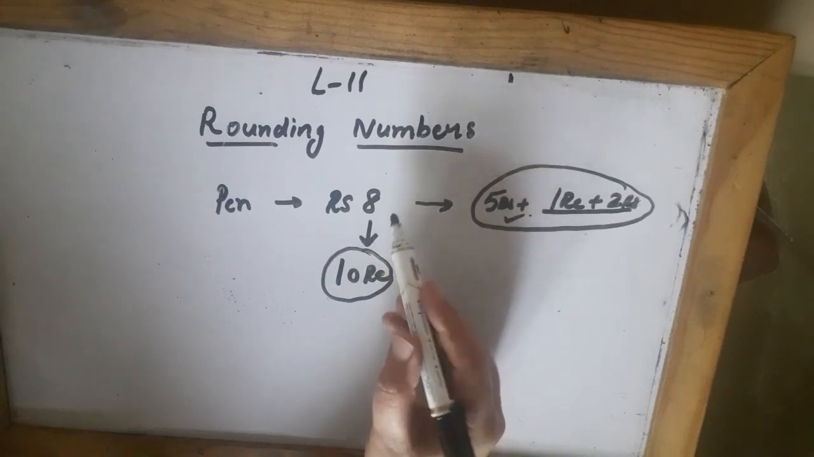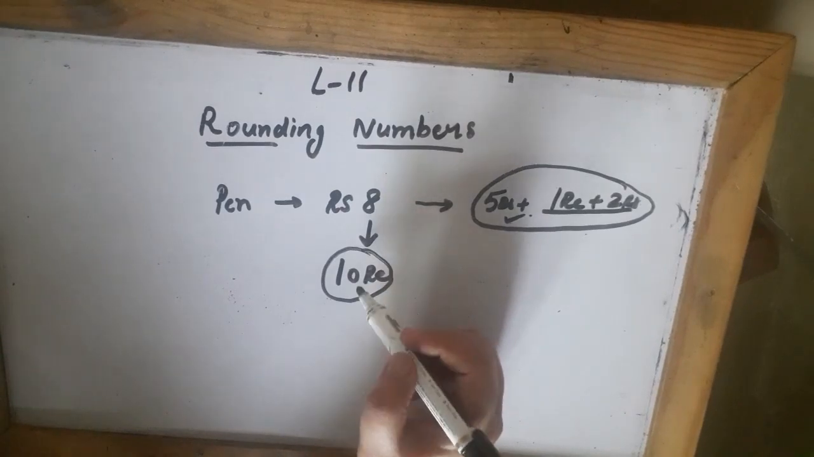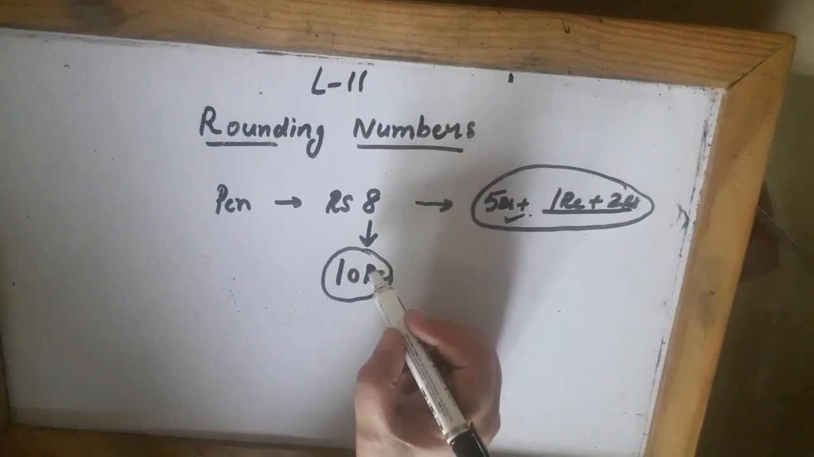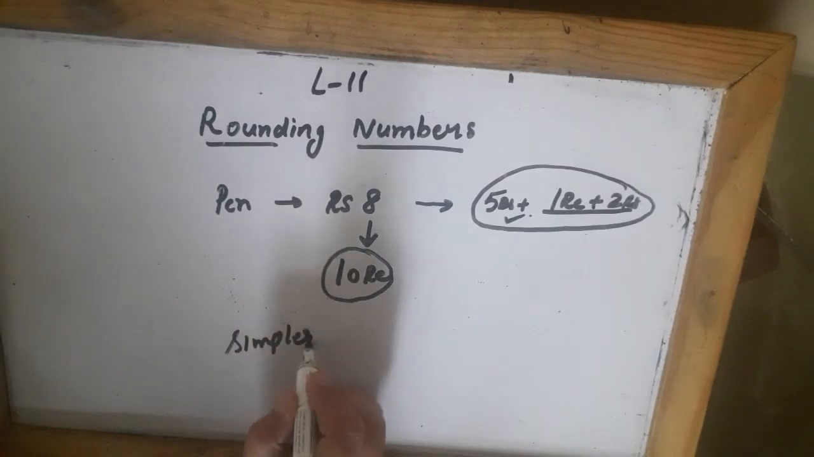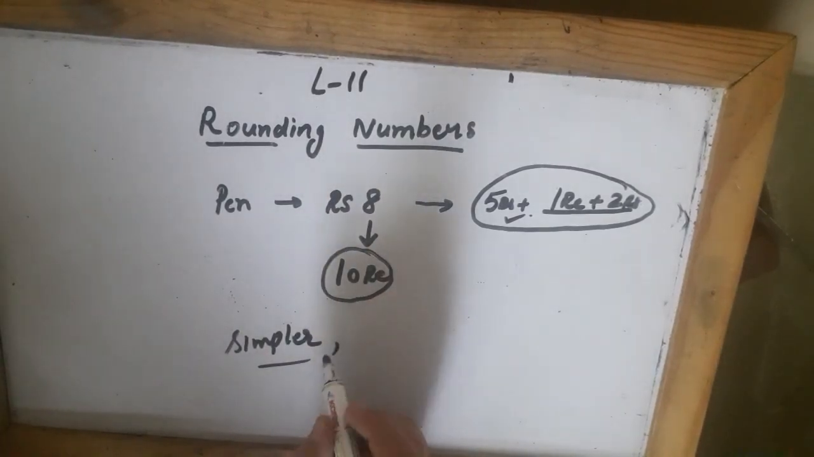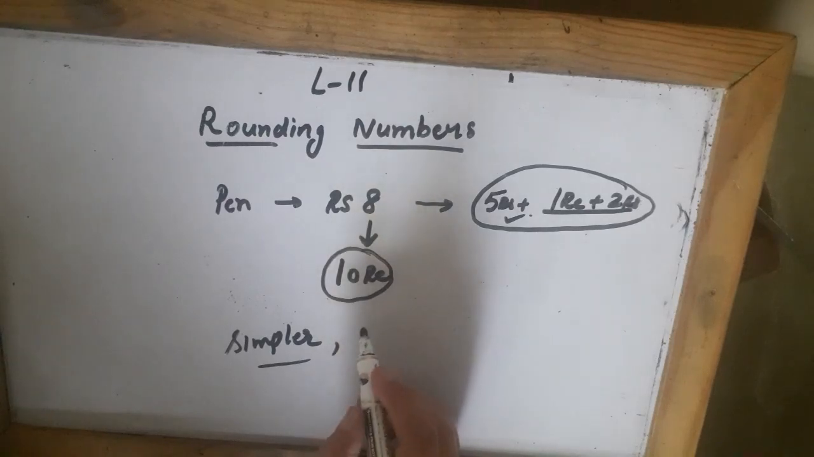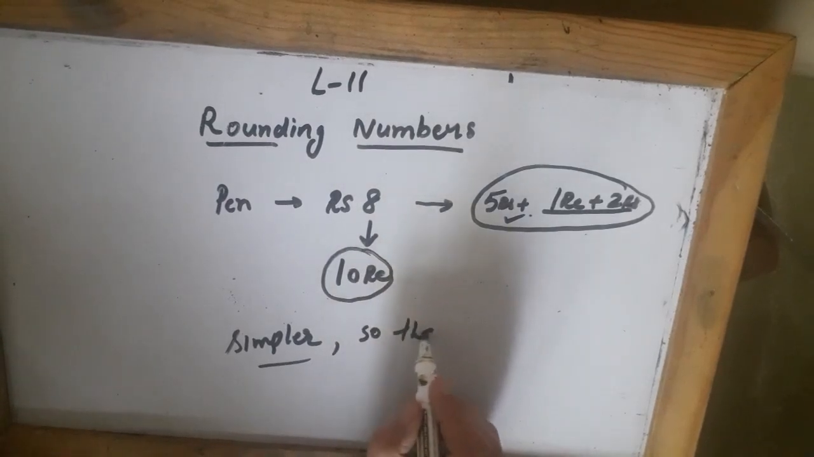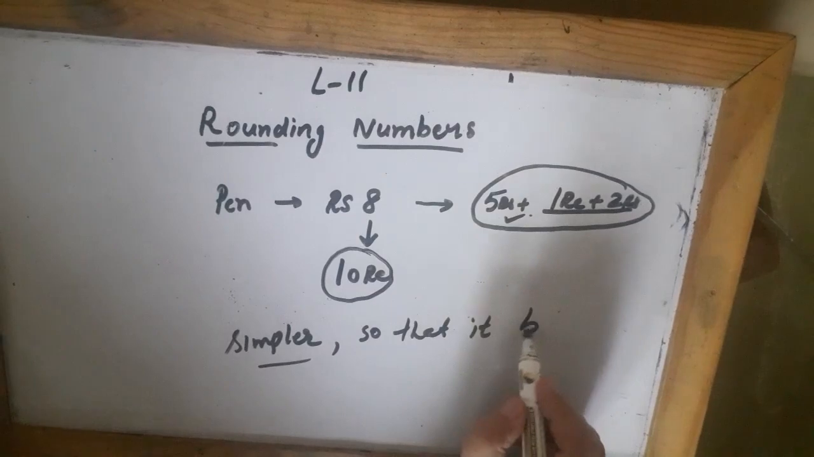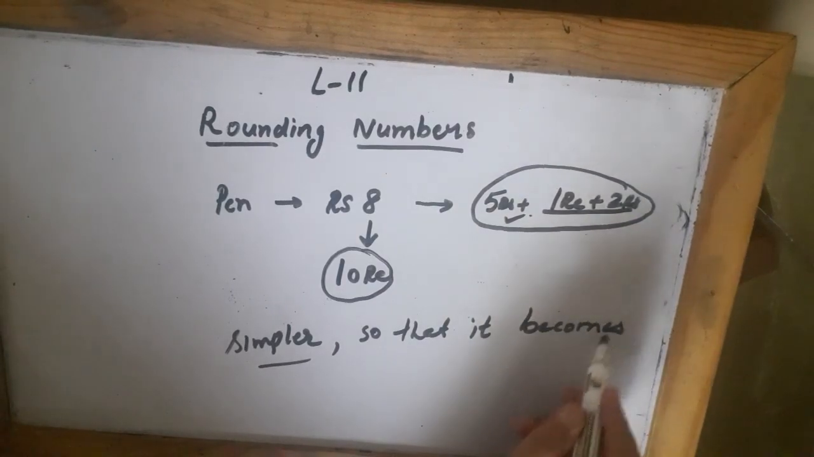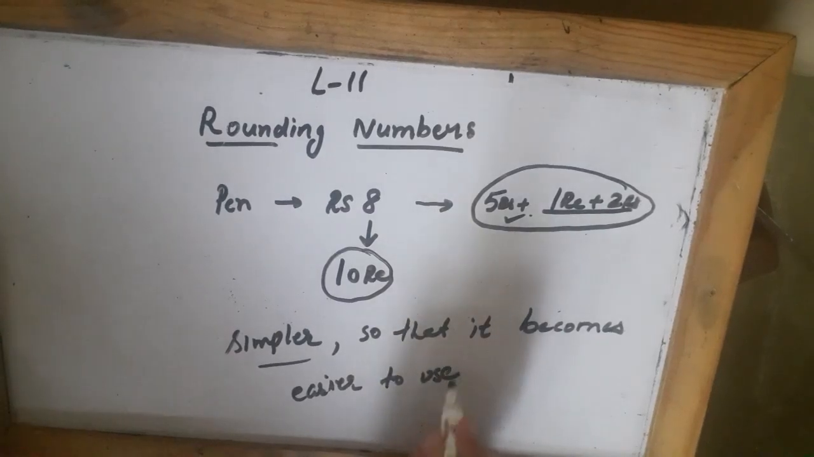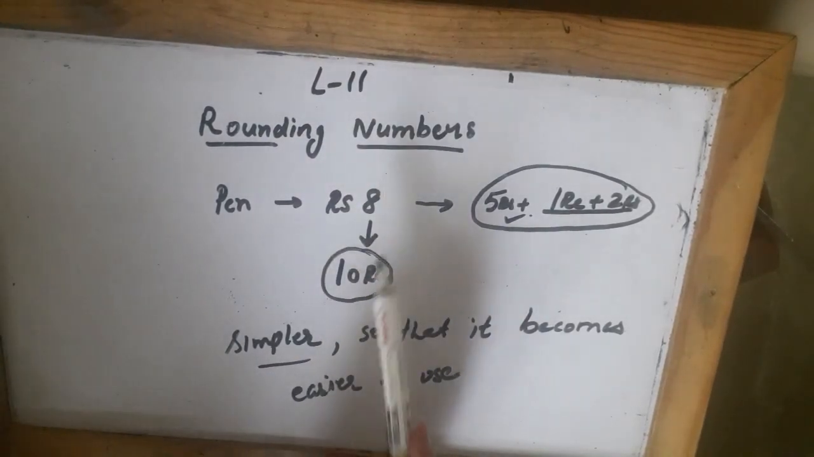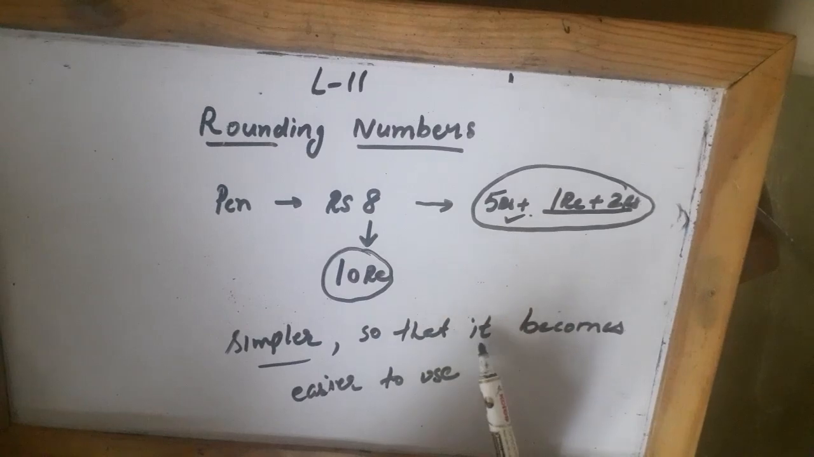Now, why do we round off the numbers? We round off the numbers to make the number simpler, in order to make the number simpler so that it becomes easier to use. So we round off the numbers to make them simpler so that they become easier to use.